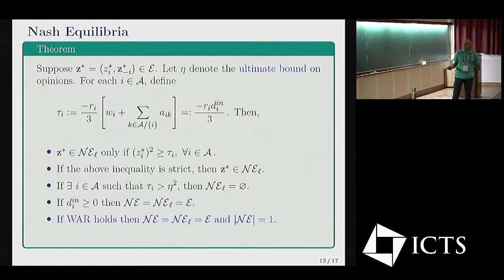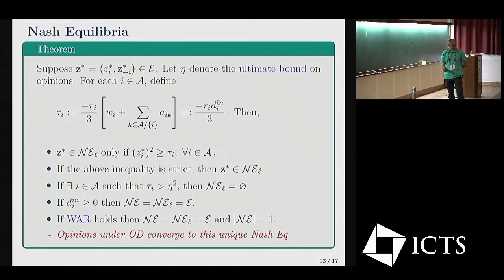Actually, I think I jumped ahead. So this is a specific scenario of that one. And in this case, we can also say that there is a unique Nash equilibrium. From previous results, we can in fact also say that the opinion dynamics converges to this unique Nash equilibrium.